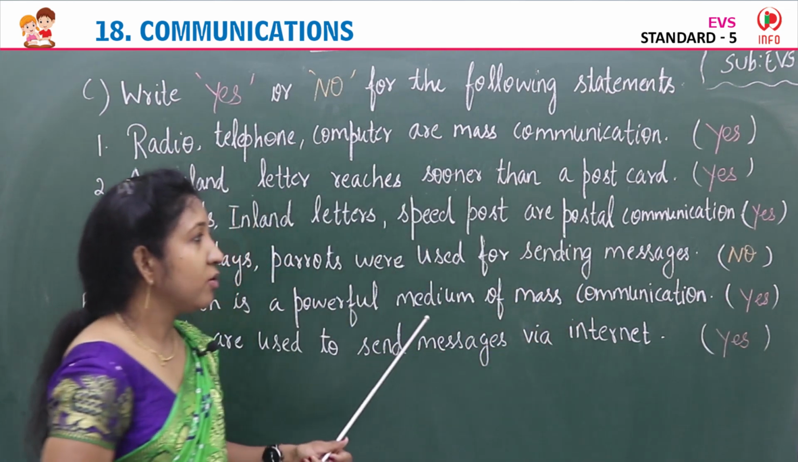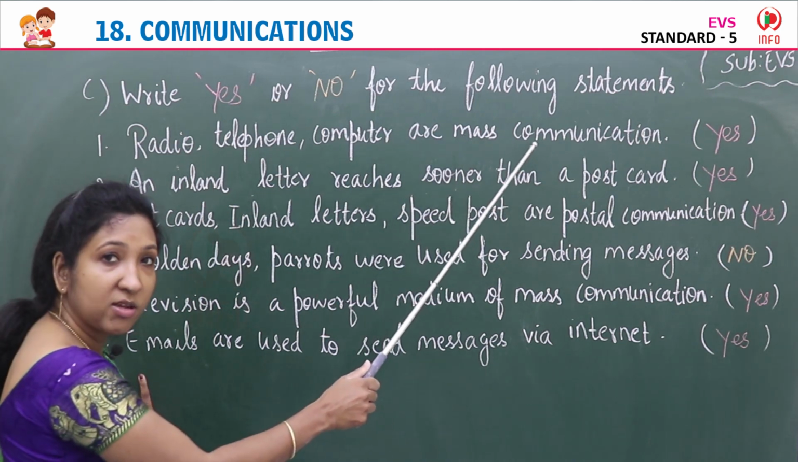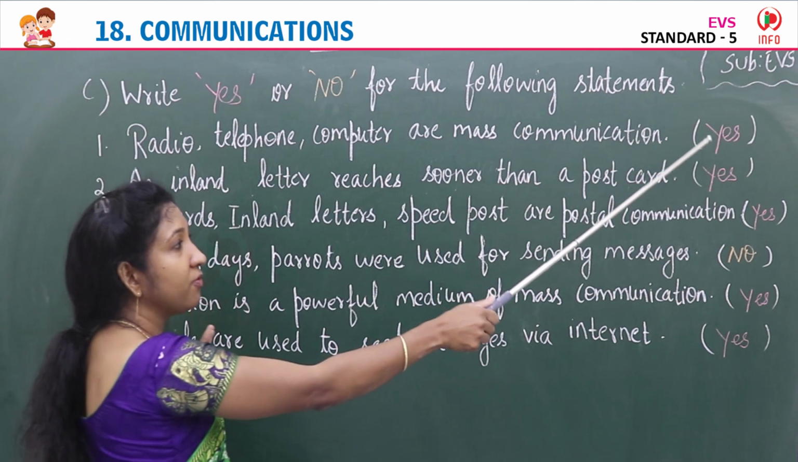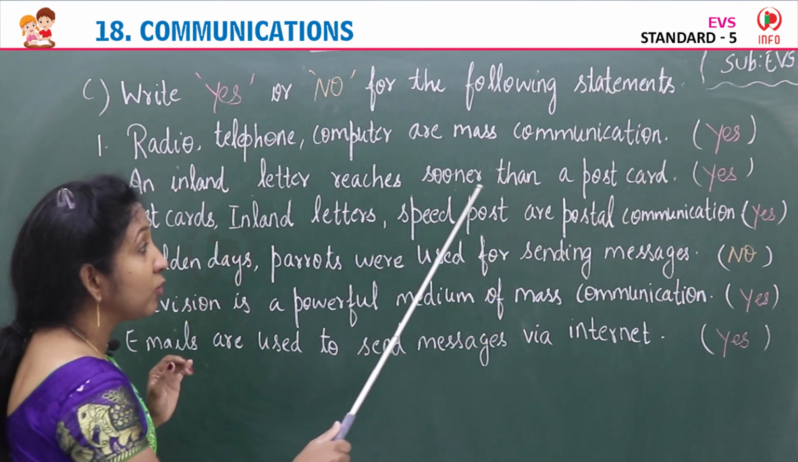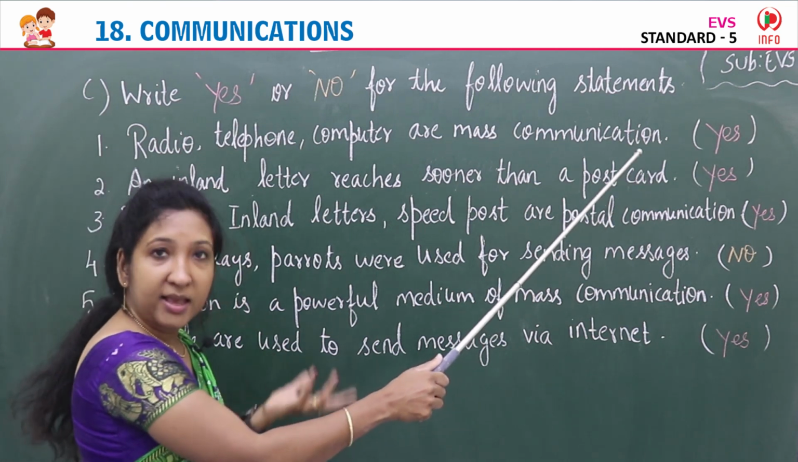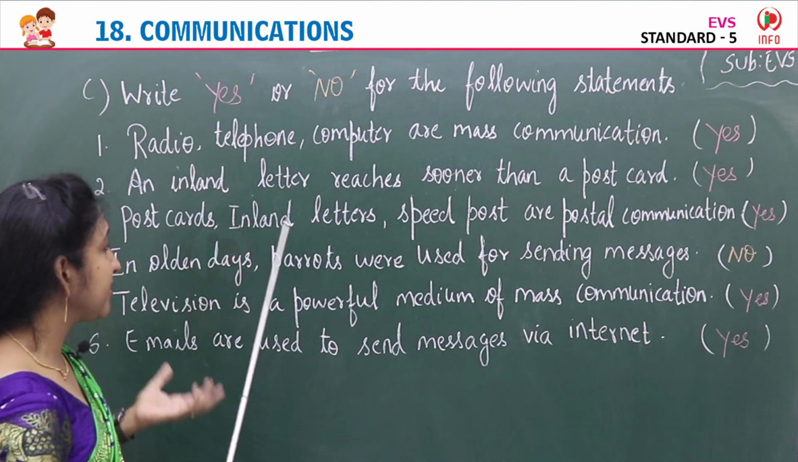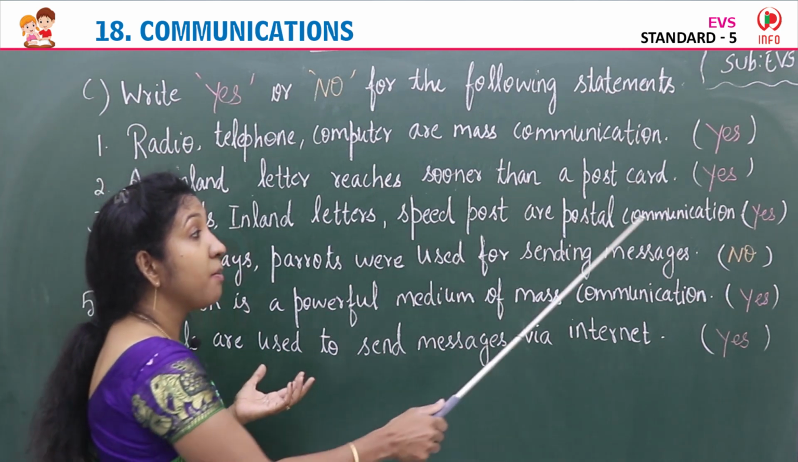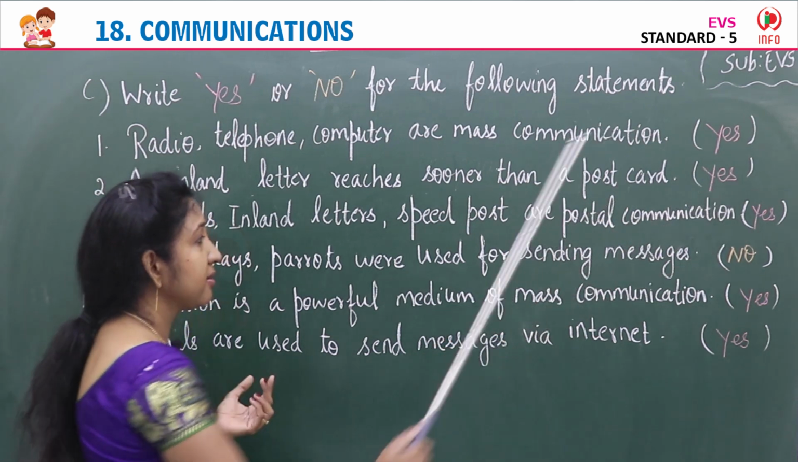So the first statement was radio, telephone, computer are mass communication. It is a correct statement, so write yes in the brackets. An inland letter reaches sooner than a postcard. Again, it is a correct statement, so yes. Postcards, inland letters, speed post are postal communication. Yes, it is true, so write yes.